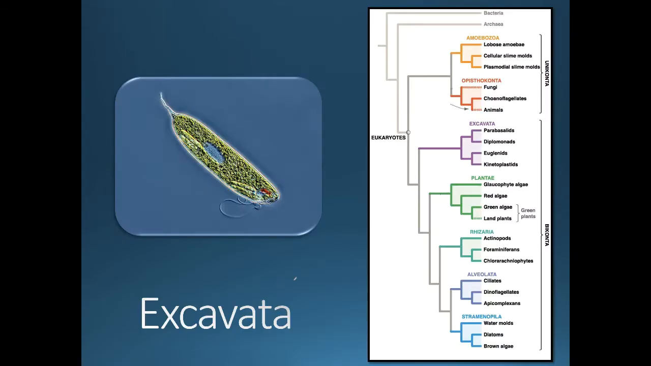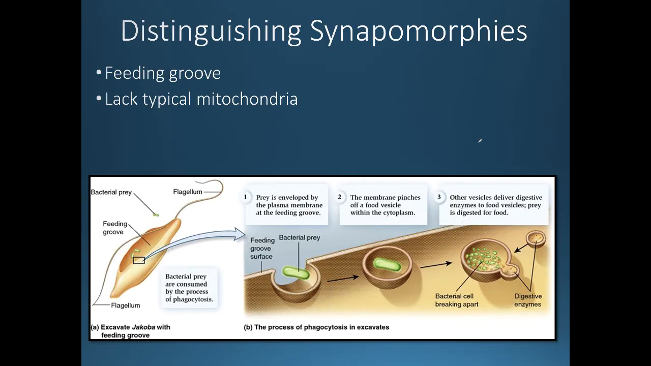All right, next let's talk about the excavata. And like we did with the Amoebozoa, we're going to talk about some distinguishing synapomorphies. We'll talk about how they reproduce, and then we'll talk about some examples and some relevance. So every member, all of these different lineages of excavata will have some common synapomorphies. Two most noticeable ones are that they have this feeding groove that we see here at the very top of this picture shown here. And essentially what this feeding groove does is it traps bacterial prey.